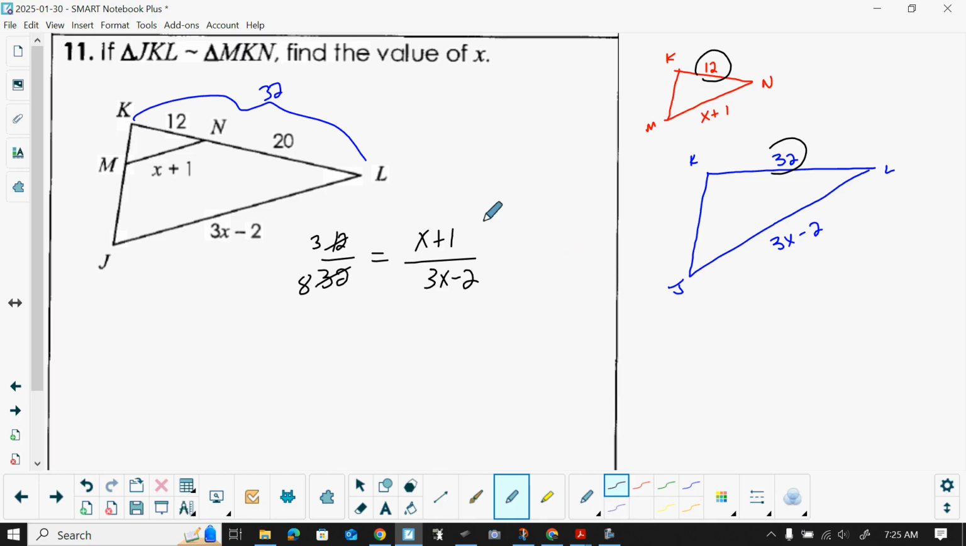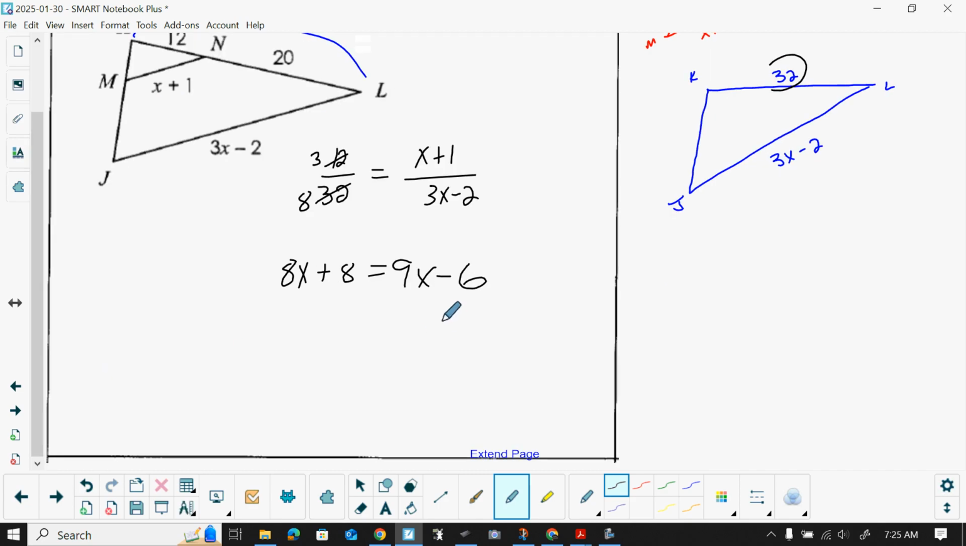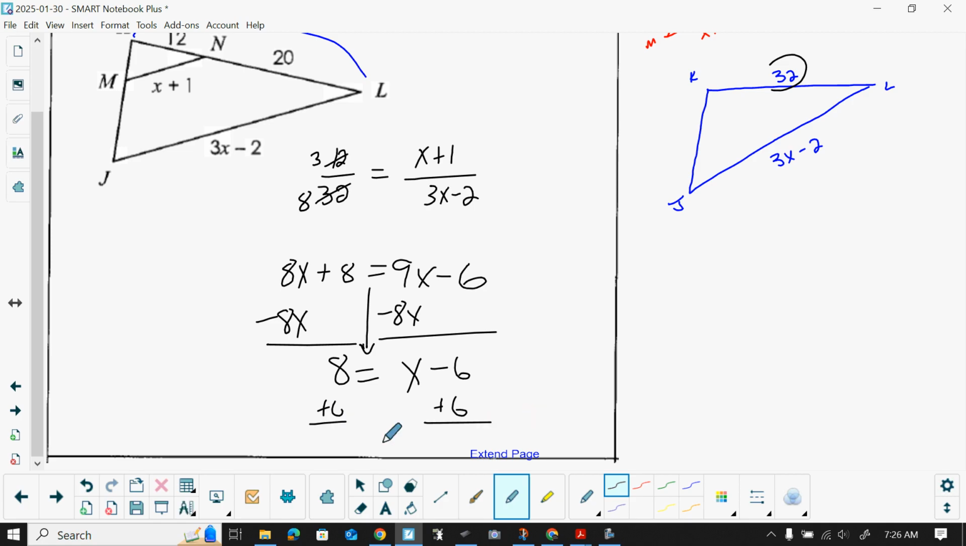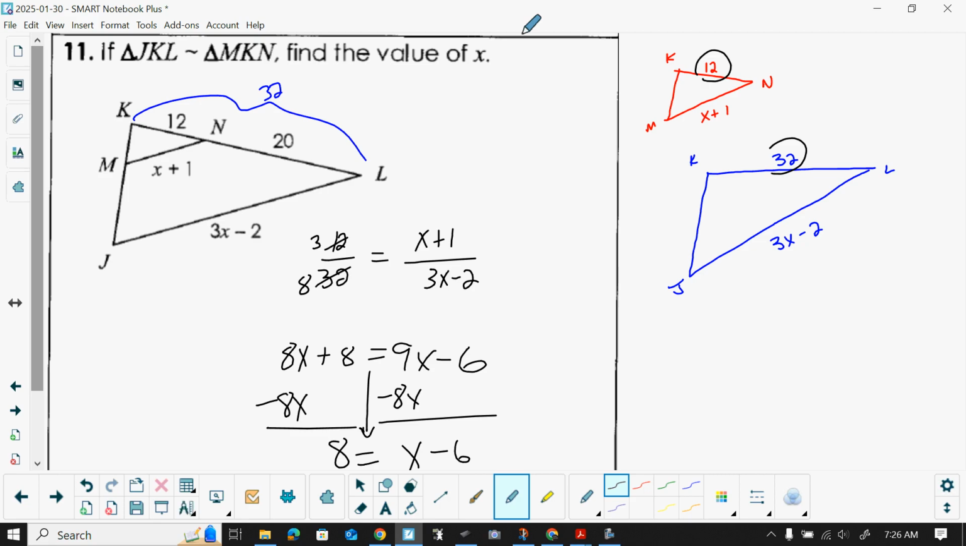So now I'm going to cross multiply. 8 times, so it'd be 8x plus 8. Cross multiply this way, we get 9x minus 6. And then we're going to subtract 8x from both sides. We get 8 equals 1x minus 6. Add 6 to both sides. That would be 14 equals x, and I think that's all we need to find for this one. Find the value of x. It was 14.